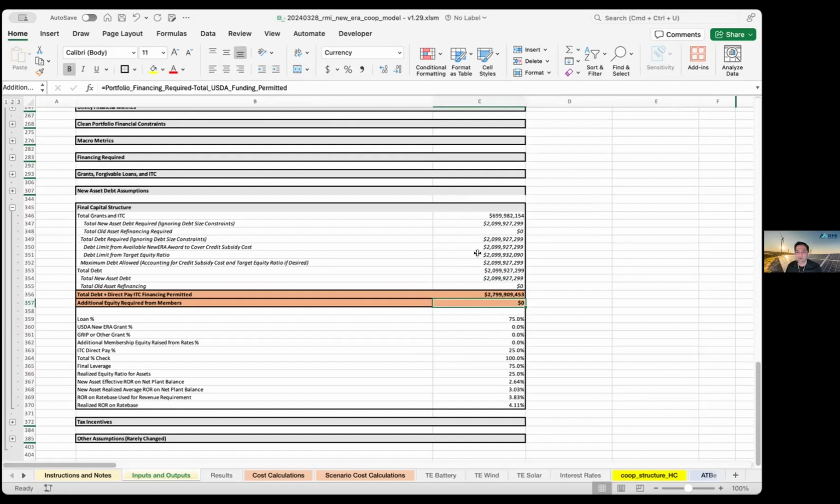And that equity raise will usually mean that there is some early year in which there is a slightly higher cost. So it's something to pay attention to as you're looking at the results of any given model.